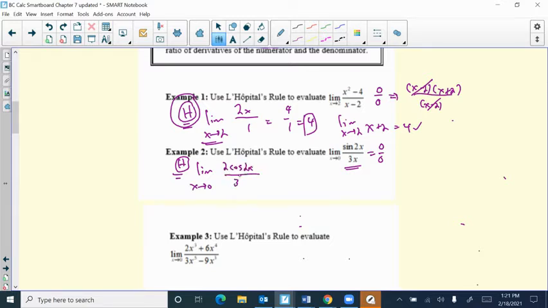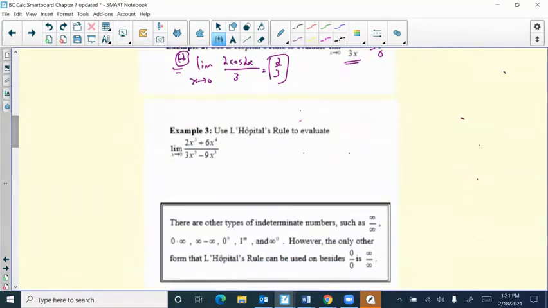So now when I let x be 0, cosine of 0 is 1, 1 times 2 is 2, and the 3 remains the same, so 2/3. L'Hopital's rule can be used over and over again as long as you still have 0 over 0. Like if I try to put in 0 here, I do definitely get 0 over 0.